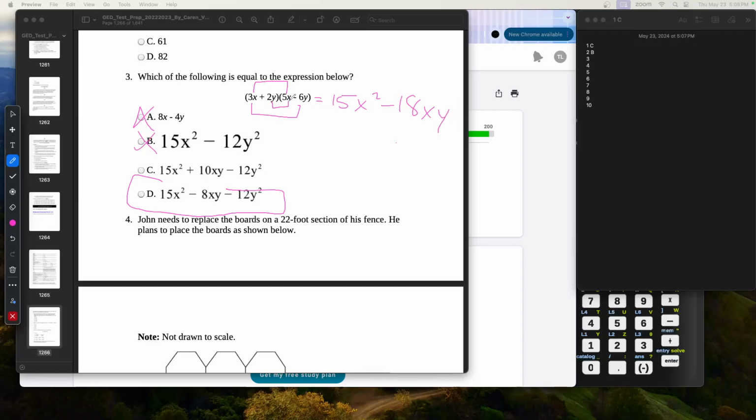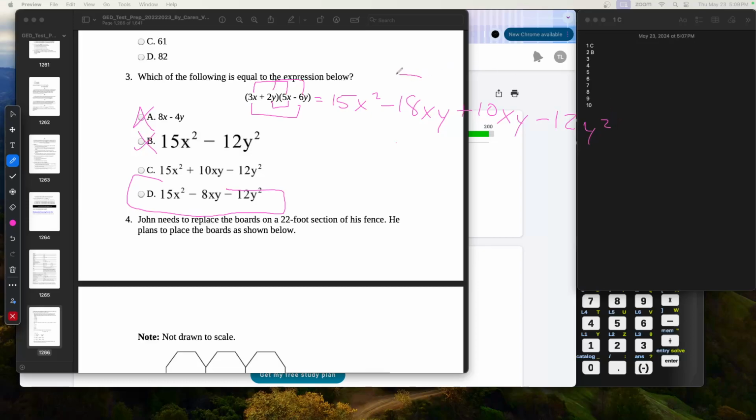Now let's do the inside. 2 times 5 is +10. x times y is xy. And now we just have the last. 2 times -6 is -12, right? y times y, that's y squared.